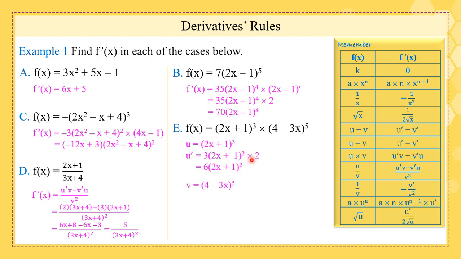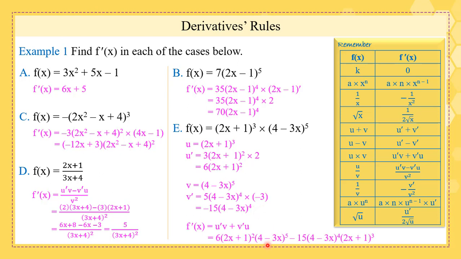And if v is (4 minus 3x) to the power 5, v prime would be 5 into (4 minus 3x) to the power 4, multiplied also by the derivative of this quantity, which is negative 3. Now we collect them together to get this answer.